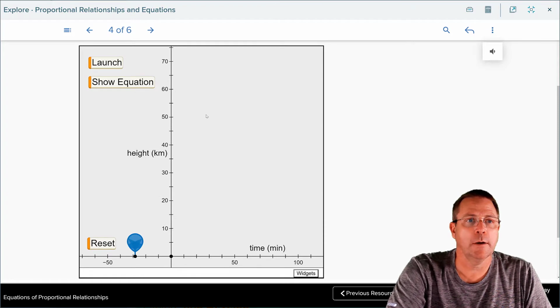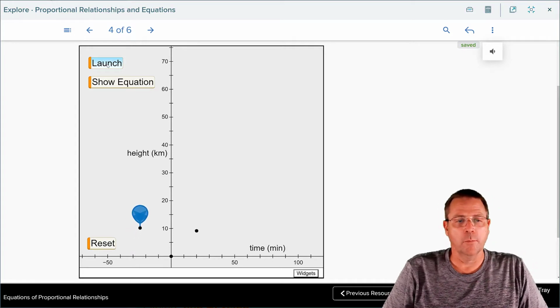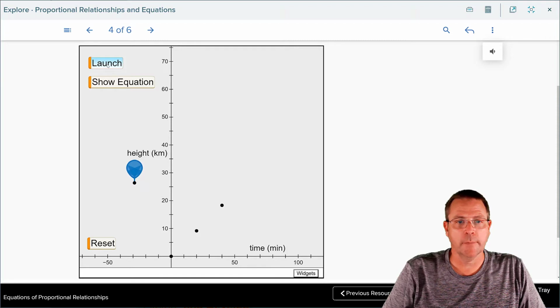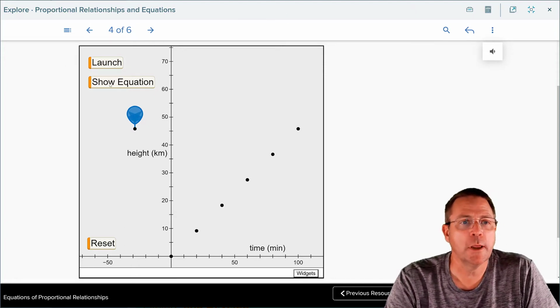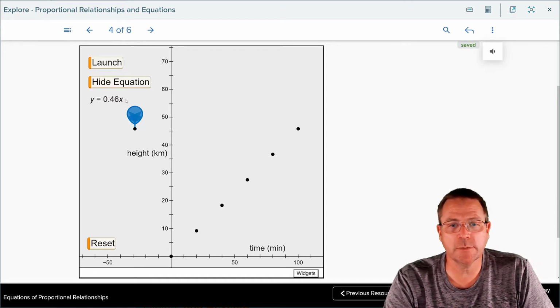All right, we got another one. Let's see what it does. Our balloon is rising. It's putting dots on. It started at the origin, appears to be making a straight line. Yep, I'm thinking that one looks like a straight line. It started at the origin. If we were to look at it, it is y is equal to 0.46 times x.